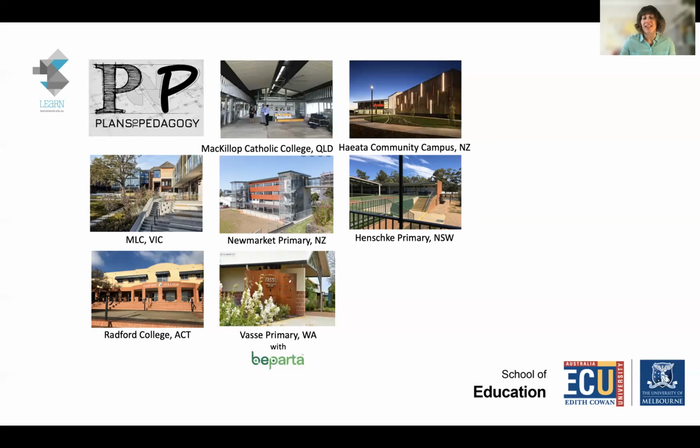Vass Primary School is an independent public school in the south of Perth. For many years, it's been teaming with a furniture company called Bapata to experiment with the use of innovative furniture designs. With no change to the building infrastructure possible, they've focused on flexible furniture as a mechanism to support a student-centred inquiry learning approach.